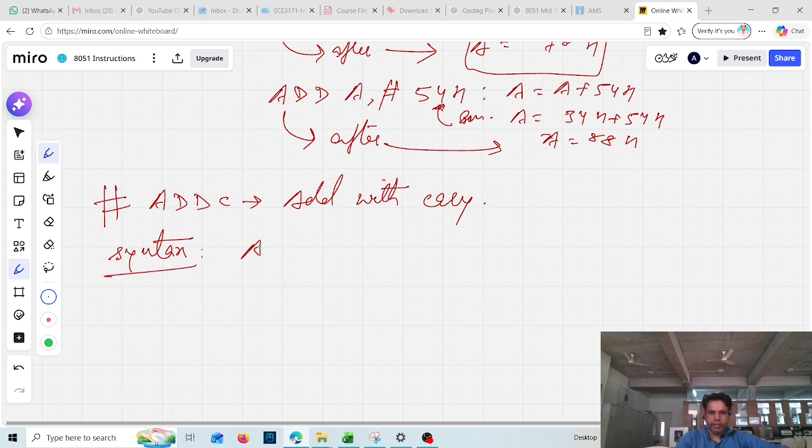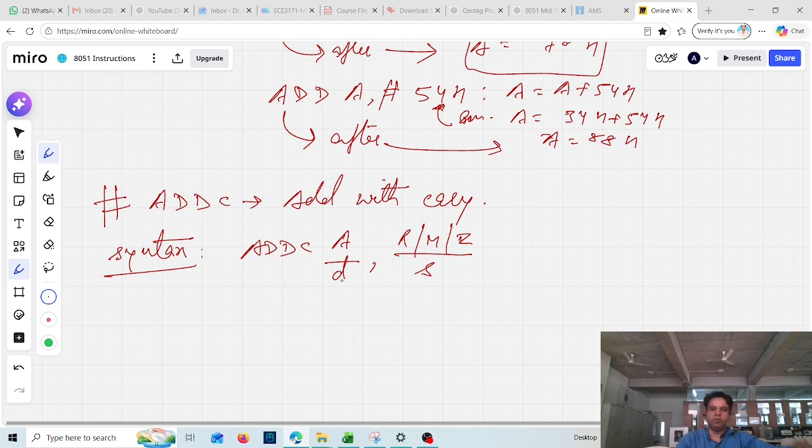This will be ADDC. I'll write here A. Always remember that in any arithmetic or logical operation, the destination is always going to be the accumulator register. Whether you are going to perform addition, subtraction, or any logical operation like AND or XOR, in all these cases, the destination will always be A. The A register is the accumulator register.